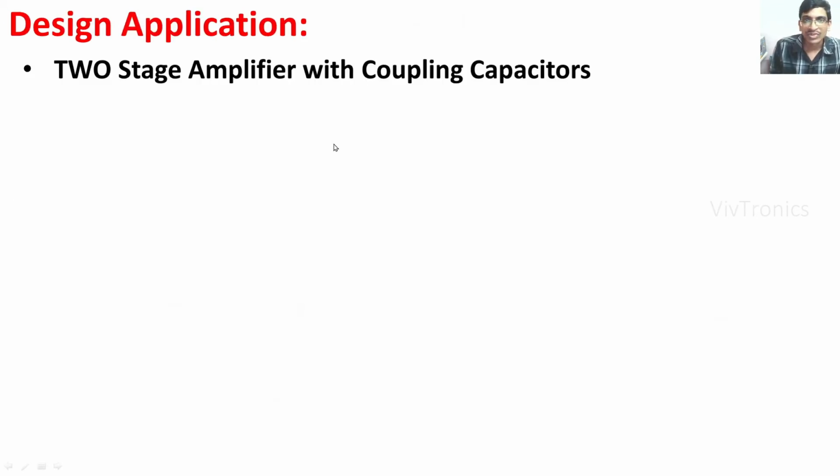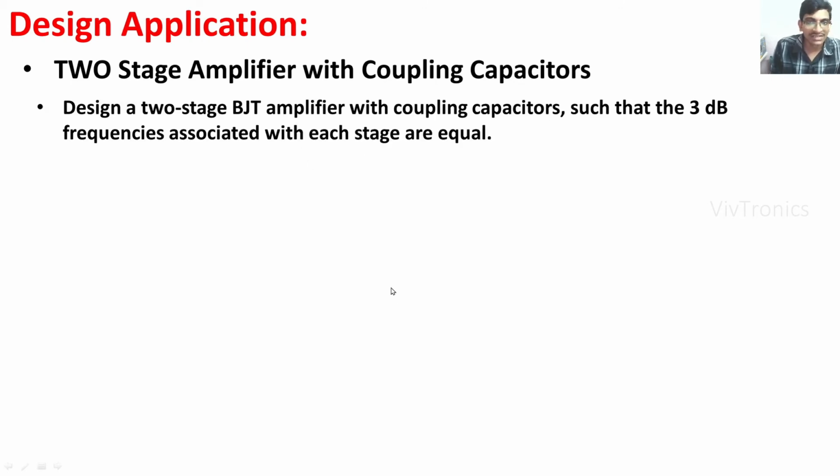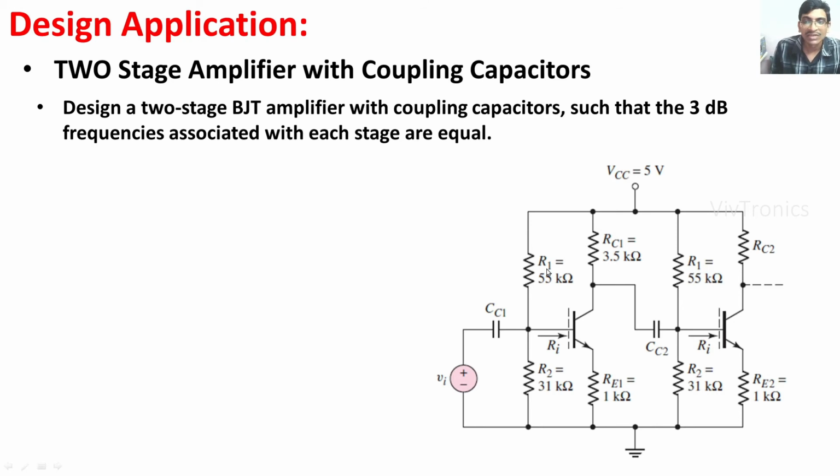Now we are going to see one design example, that is to design a two-stage amplifier with coupling capacitors. This is the design question they have given. We need to design the two-stage BJT amplifier having coupling capacitors that give a 3 dB cutoff frequency which is equal for both stages. I have taken one two-stage CE amplifier circuit here. Here CC1 and CC2 are the two coupling capacitors, those are deciding the 3 dB frequencies associated with each stage. Our intention is to calculate the CC1 and CC2 values here.